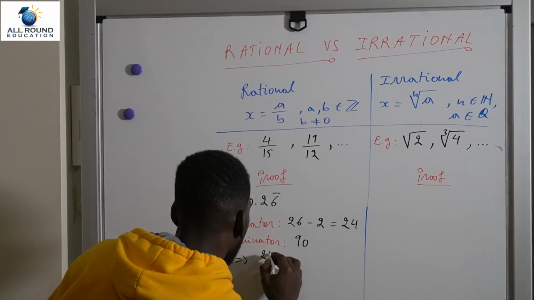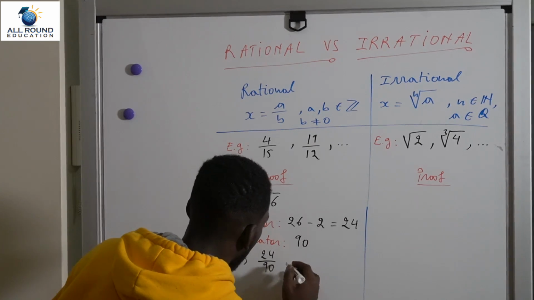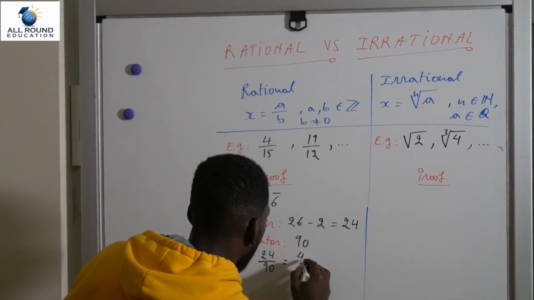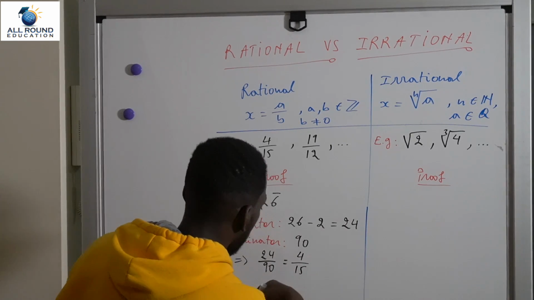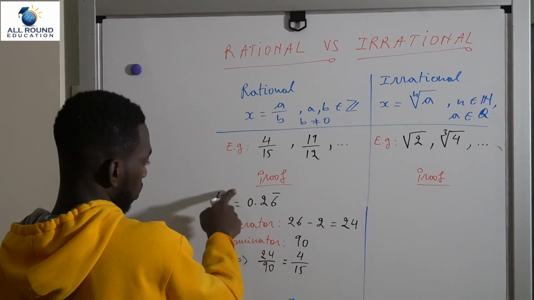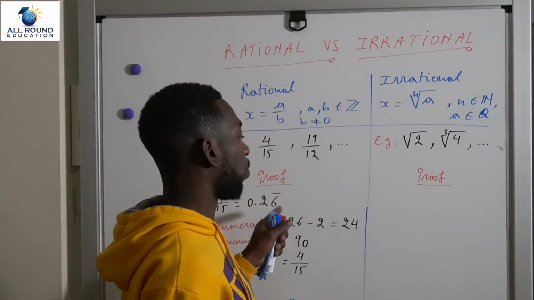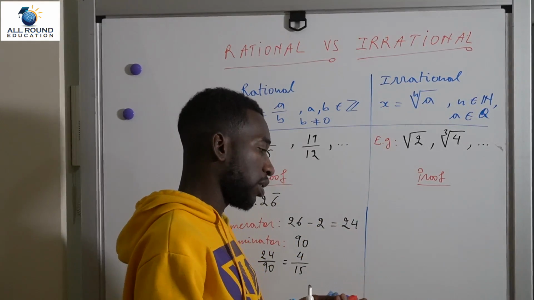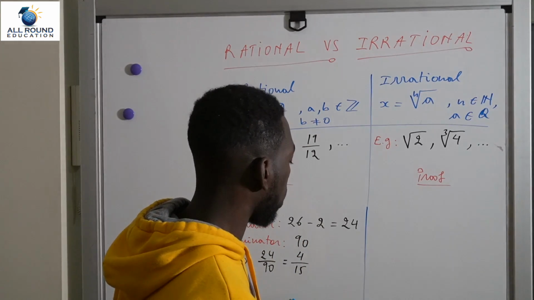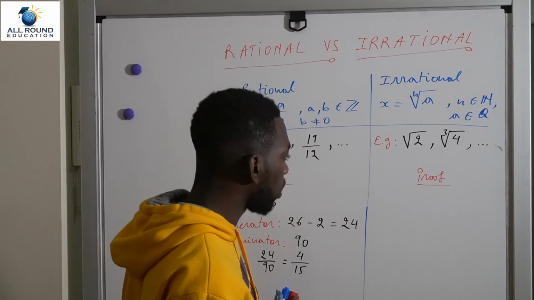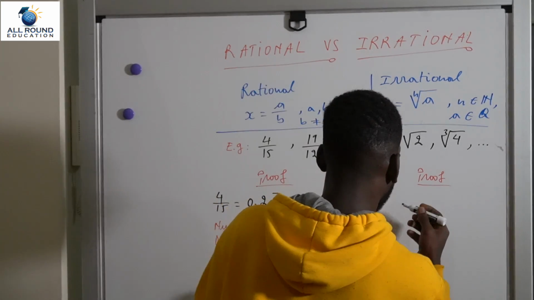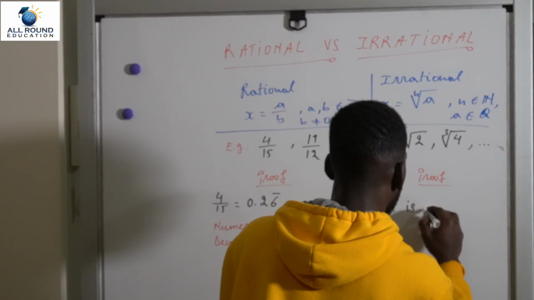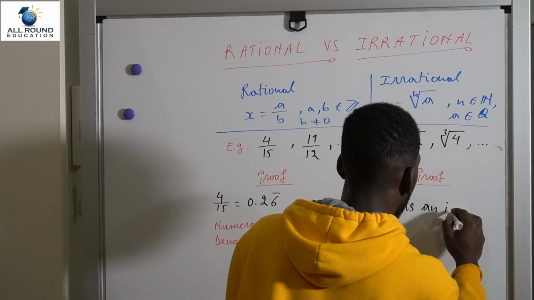What you then have is 24 on 90, and you can simplify this by 6. By 6 you get 4 here and 15 here. So you end up with this value. This is a straightforward proof. Now I'm going to prove the irrational part. The irrational part is a little bit tricky, but I'm going to see how it goes. So let's get started. I'm going to prove that the square root of 2 is an irrational number.